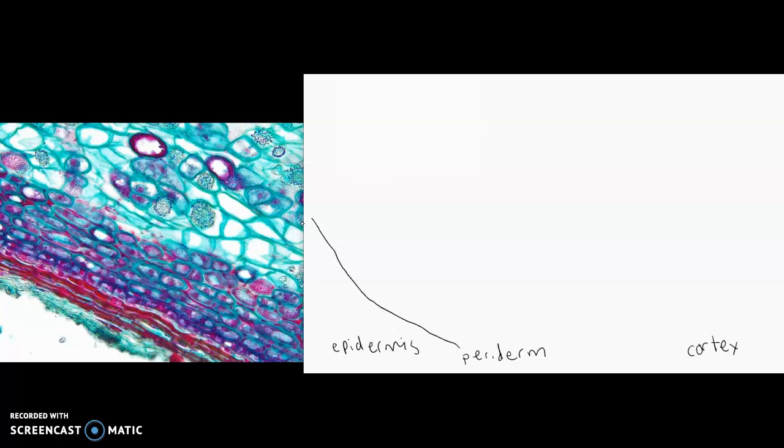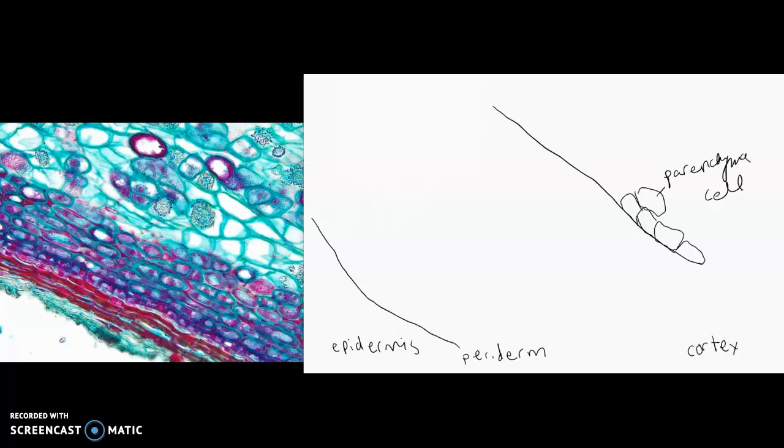So the cortex are those large cells, kind of clear because their contents have been removed through the process of the tissue preparation, but these would all be your parenchyma cells again. And then between the cortex and the epidermis is our periderm.